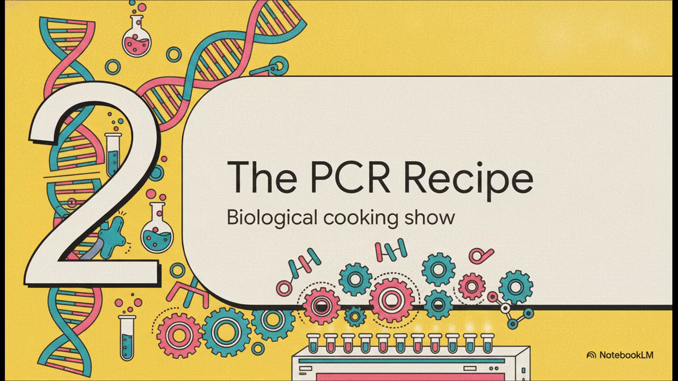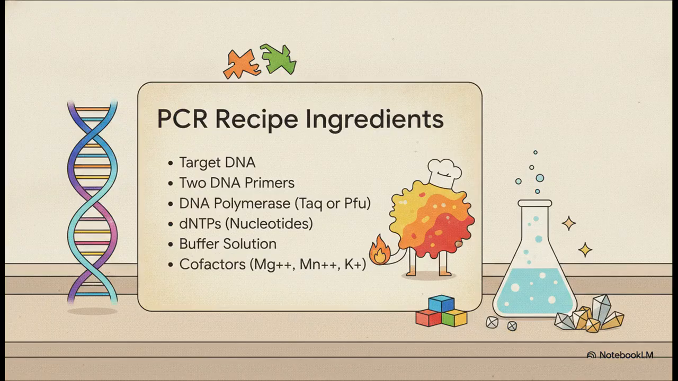Moving on to Section 2, the PCR recipe. To make this molecular amplification actually work, we need a very specific assay toolkit. Think of it like a recipe. First, you need the target DNA template. Then 2 DNA primers that act as start tags. Next is the real workhorse of the whole operation, DNA polymerase, specifically Taq polymerase. And fun fact, Taq survives the extreme heat of PCR because it was originally isolated from hot spring bacteria.